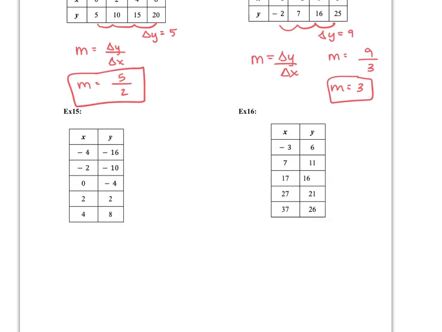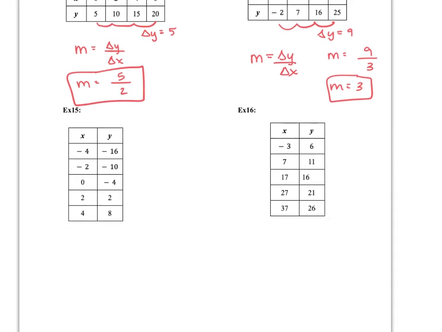So you're going to try examples 15 and 16. These tables are just now in the vertical format. So x is in this column here, y is in this column here. But you're still using that same formula. Slope equals change in y over change in x. Pause the video, press play when you're ready to check your answers.